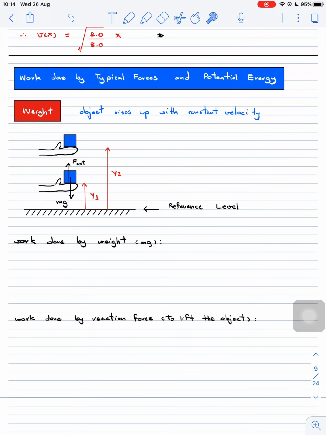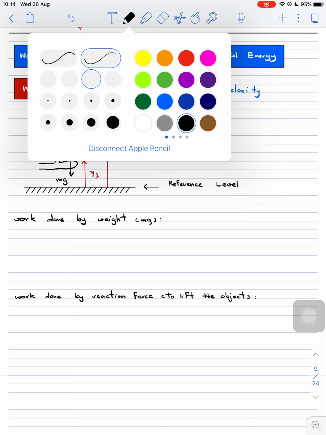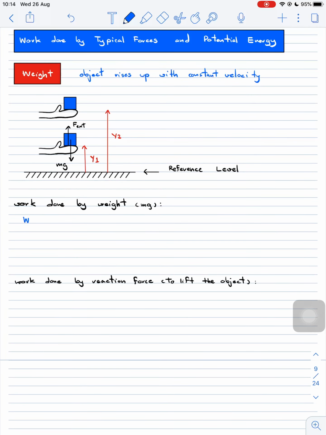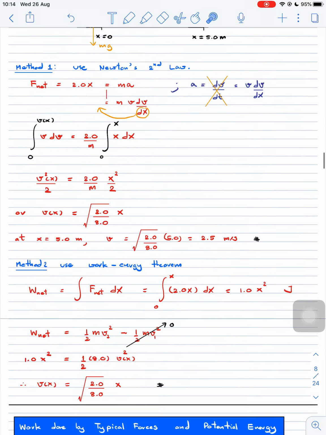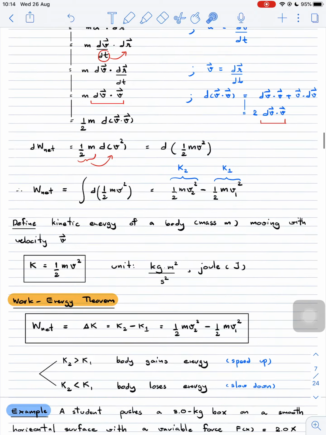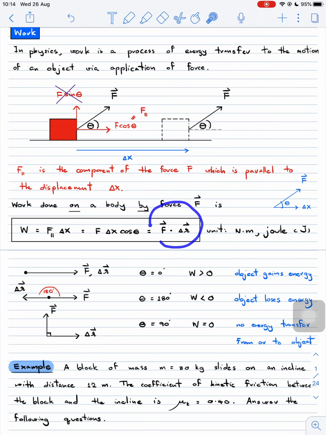Then we want to find the work done by the weight. By definition, the work done by the weight, Wg, is equal to the force dot product with the displacement, because in this case the force is constant, so we can use this equation. The force dot product with the displacement equals F times the displacement times cosine theta, where theta is the angle between the force and the displacement.